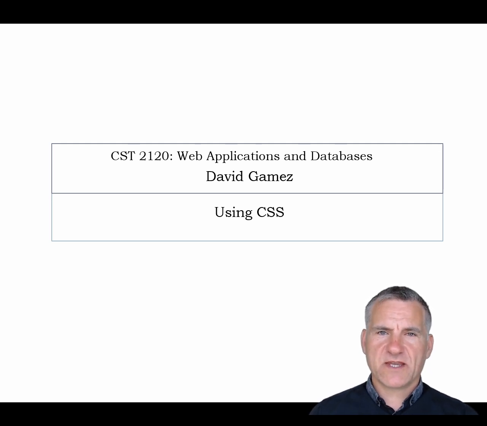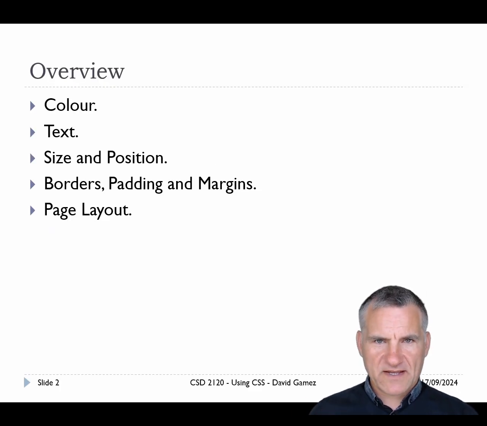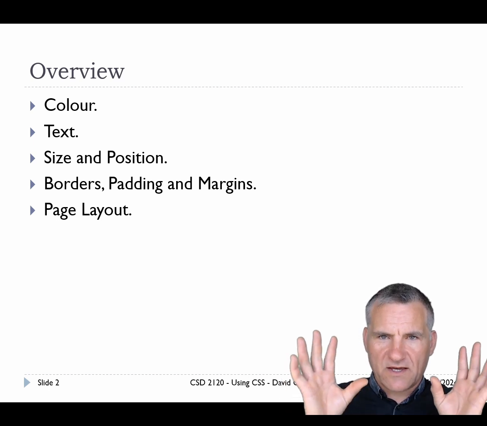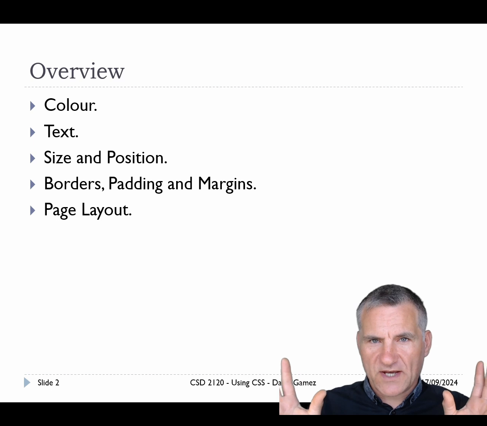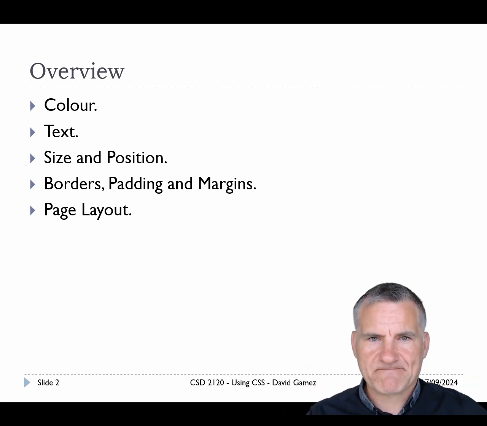So in this lecture I'm going to go into a bit more depth about how to use CSS. I'm going to explain how you can define colors using CSS, talk a little bit about text styling, then explain how you can control the size and position of elements, as well as their borders, padding and margins. And finally, I'm going to talk about how you can use CSS to get a kind of grid structure that can organize your page, which is very helpful when you're going from wireframe to the final website design.